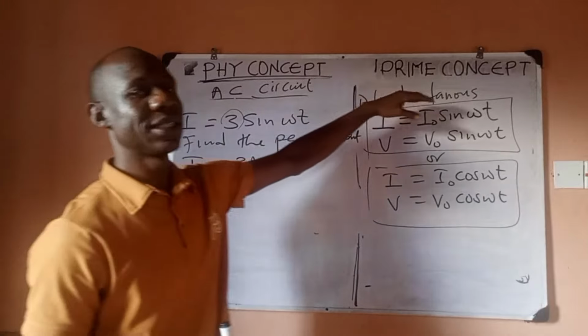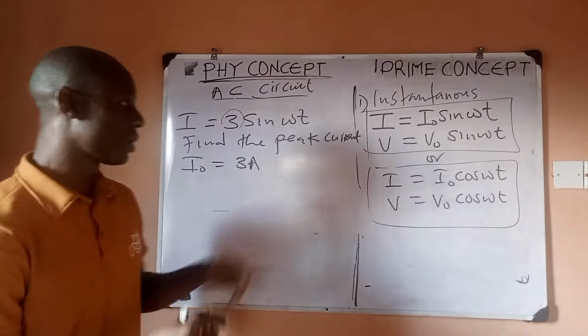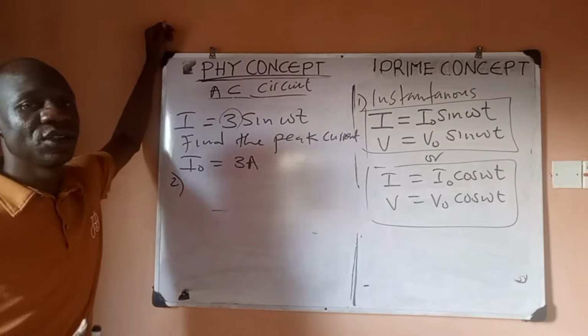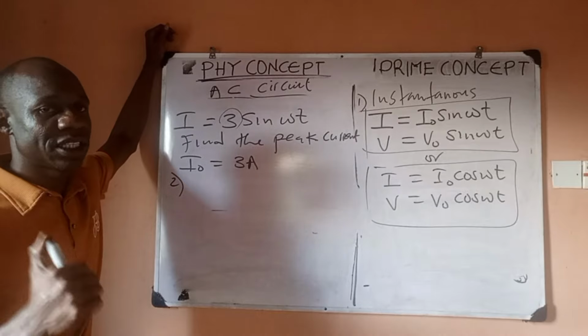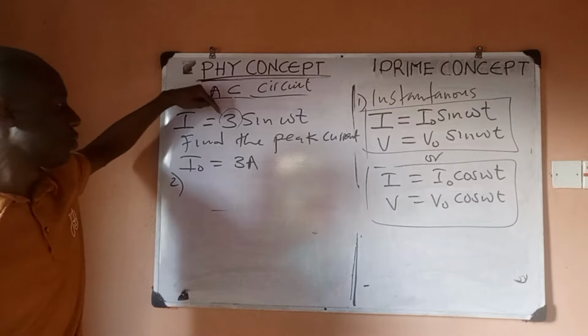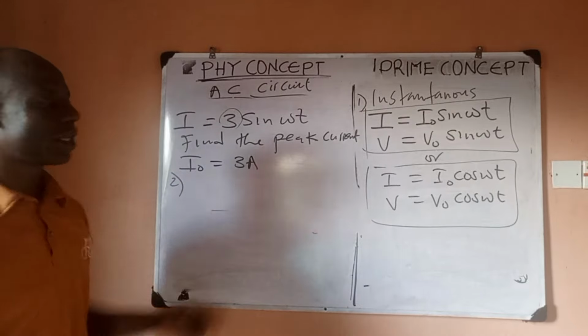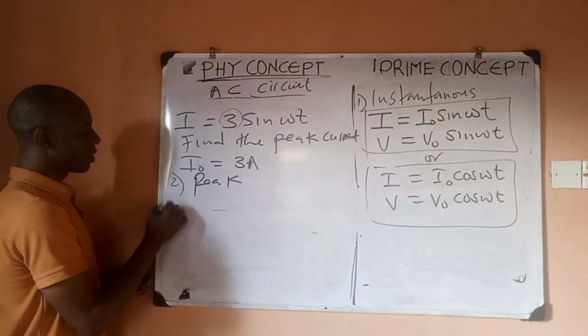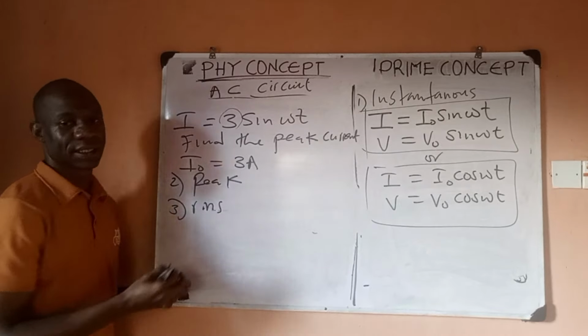Now we're talking about the terms, instantaneous current and voltage. Number 2 term you should know is peak value. Peak value is the highest or maximum value of current and voltage you can obtain, which you can see how we find it, right? Number 2 we said is peak. Number 3 is RMS values.